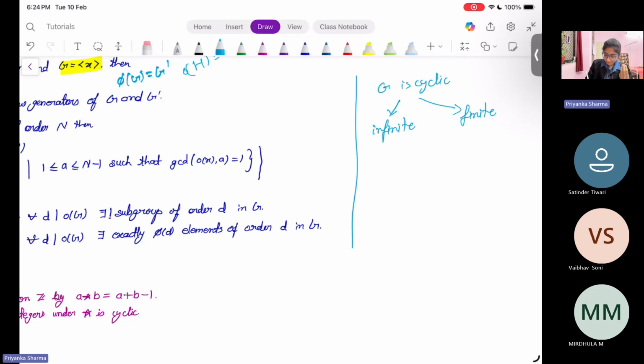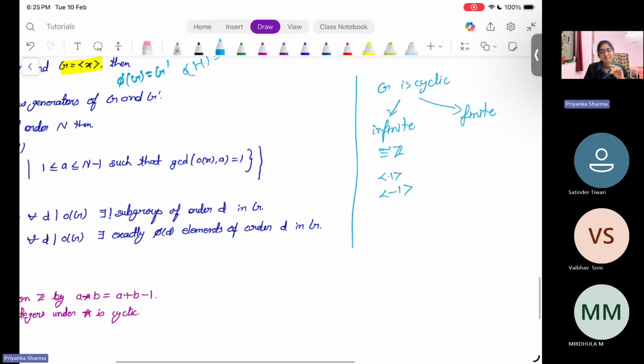If G is infinite, then G will be isomorphic to Z. And how many generators are there in Z? Only two, 1 and -1, because every integer can be written as some integral multiple of 1 as well as an integral multiple of -1. So any infinite cyclic group has exactly two generators. So if you have an infinite group with a number of generators other than 2, then you can't say that the group is cyclic.